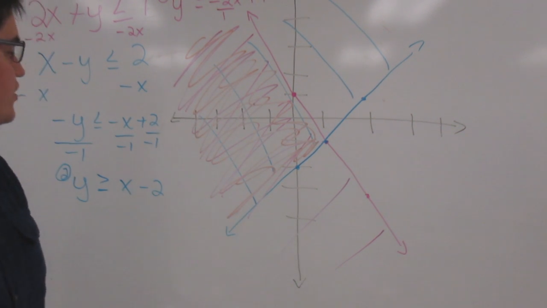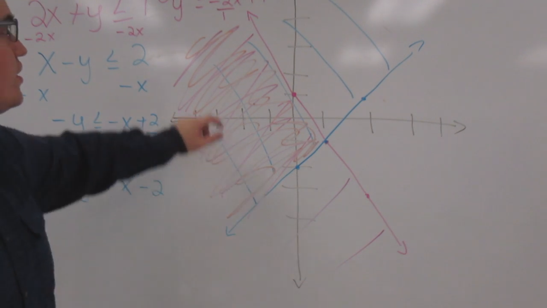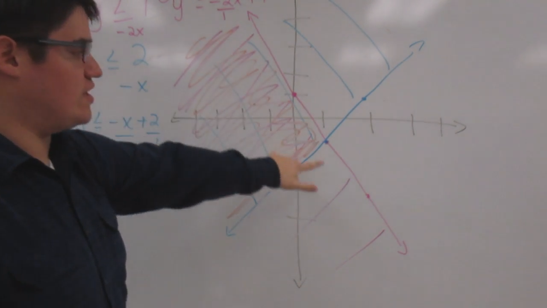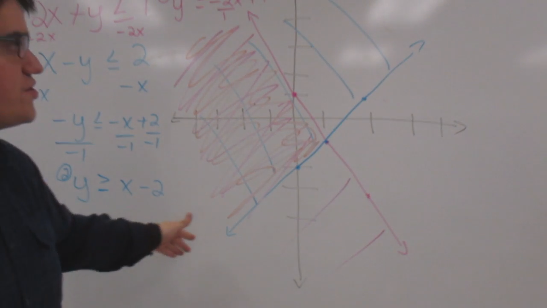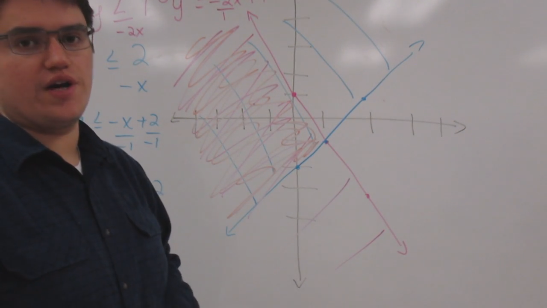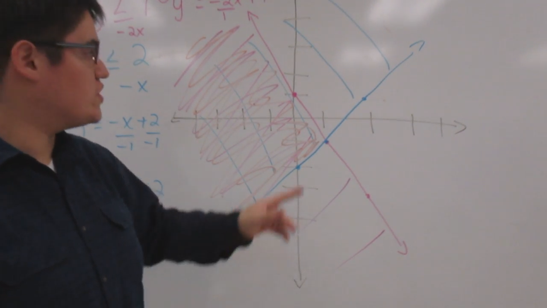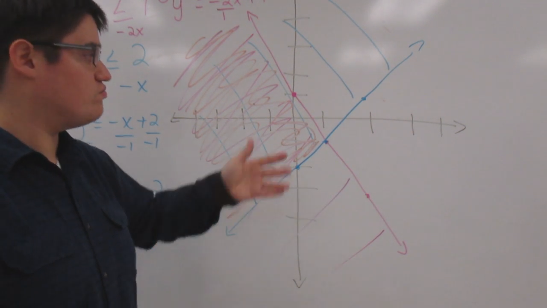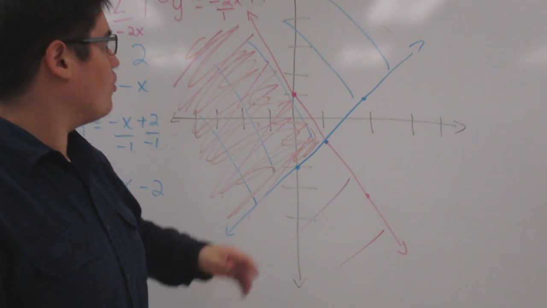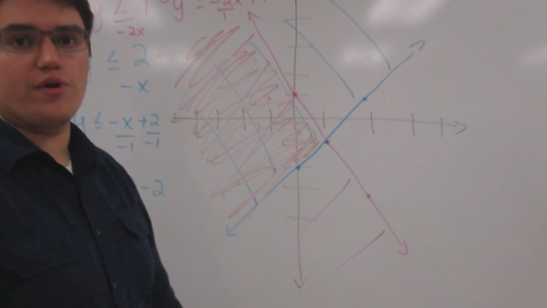And the final thing, I just have to determine if they're solid or dashed. Well, pink has an equal to, so that's solid. Blue has an equal to, that's solid. So they're both good to go. So again, you could have used a test point here and easily figured it out, or you could just look at the inequality and determine which way to shade from there.